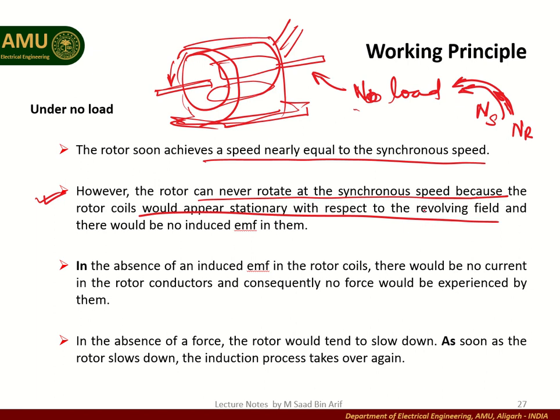Because of this, there would be no induced EMF in the coil. Now if there is no induced EMF, then in the absence of induced EMF there would be no current in the rotor conductor, and this will result in no force being experienced by the rotor conductors. And in the absence of force, the rotor tends to slow down. As soon as the rotor slows down, the induction process takes over again.